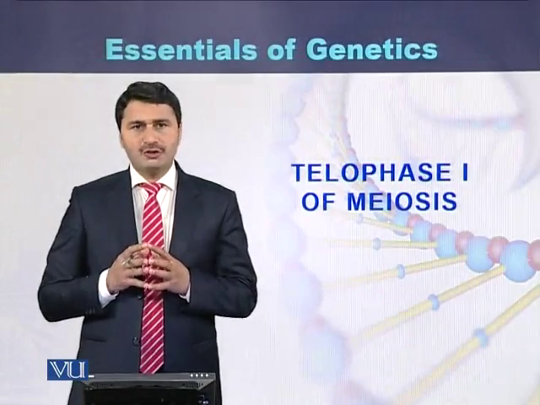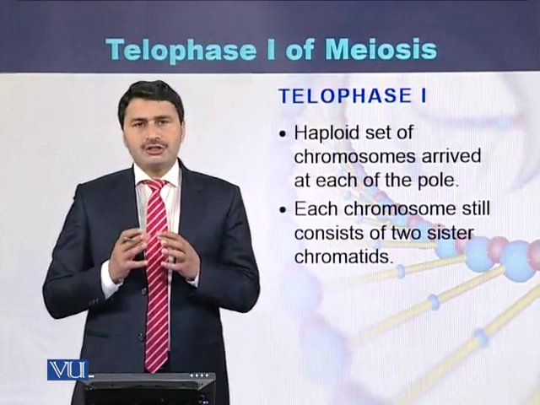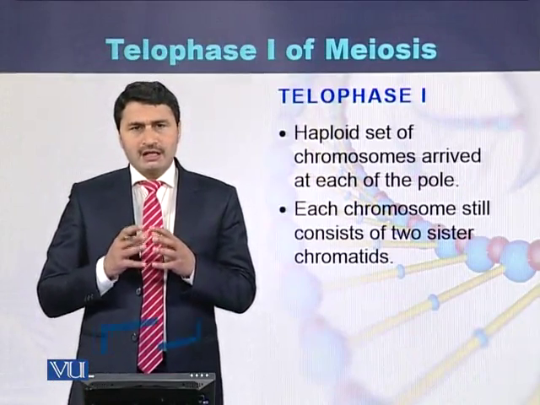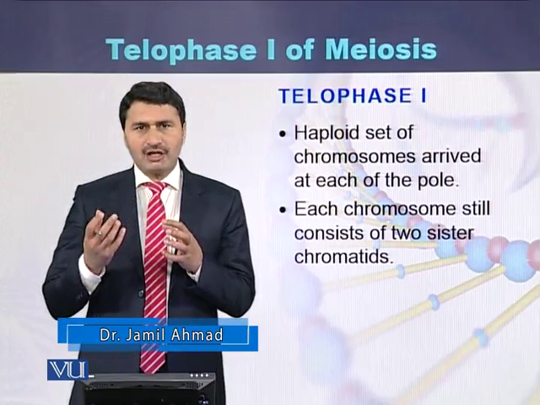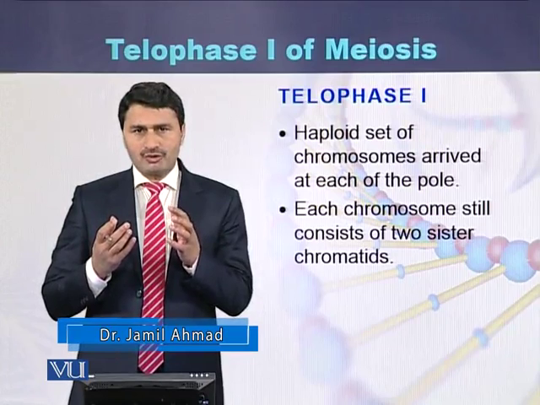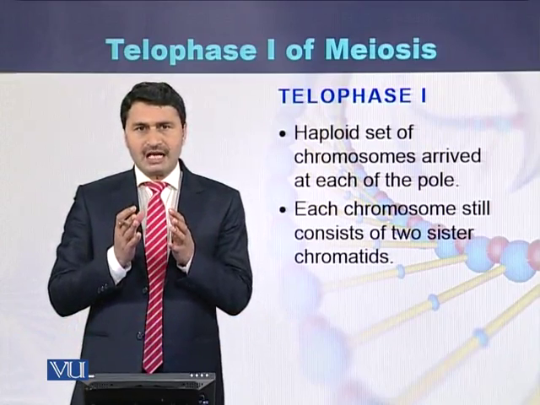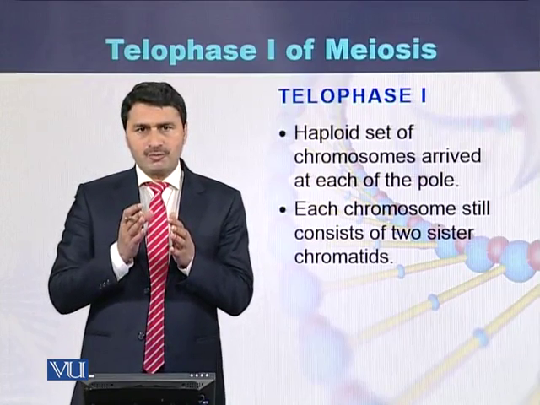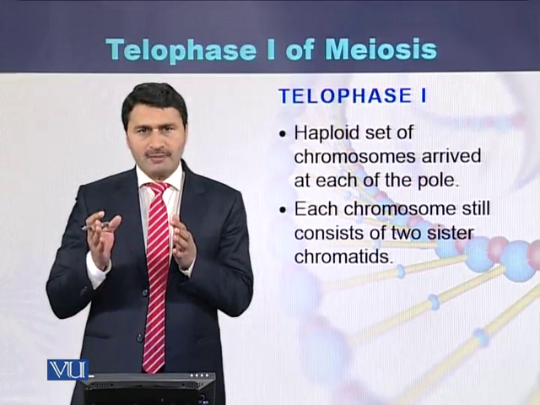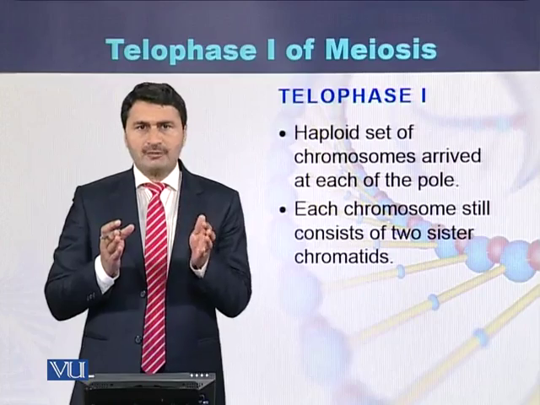Telophase 1 of meiosis. During telophase 1 of meiosis, half the number of chromosomes have arrived at one of the poles and half the chromosomes have arrived at the other pole. Meaning, if there are a total of 6 chromosomes, 3 of the chromosomes will be present at one pole while the remaining 3 will be present at the other pole.